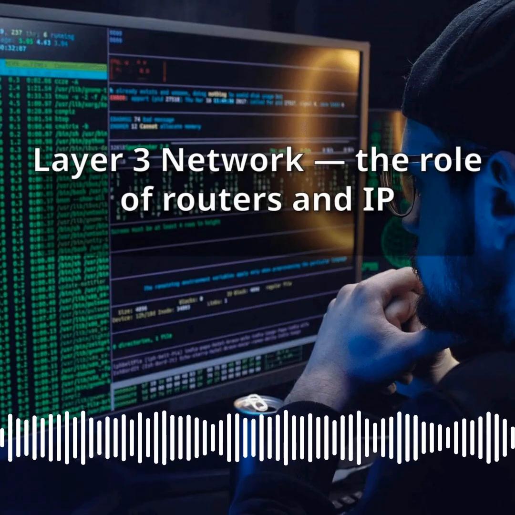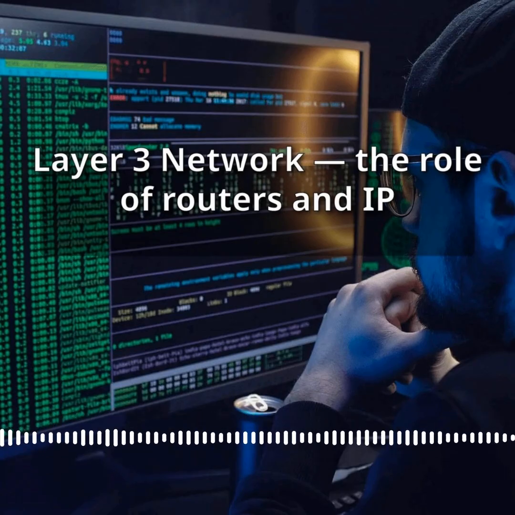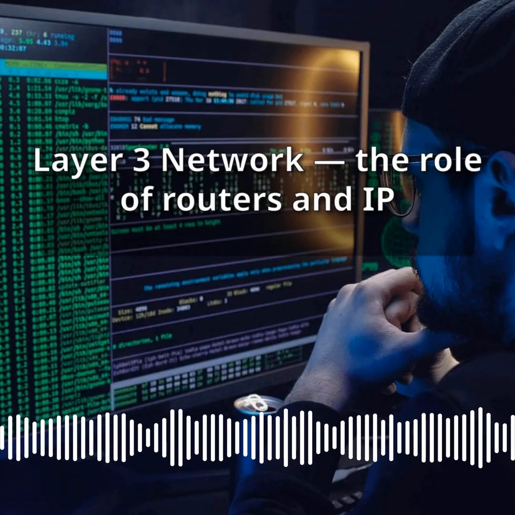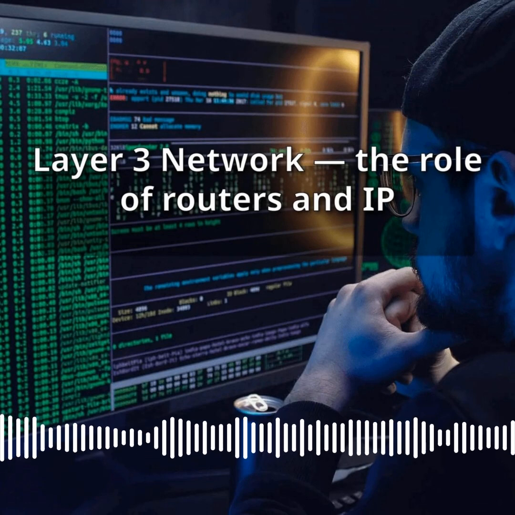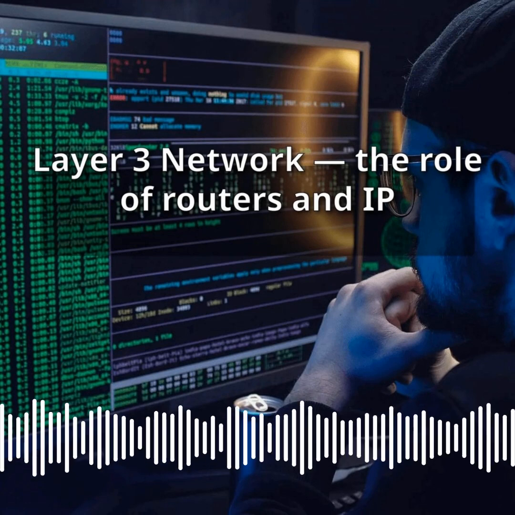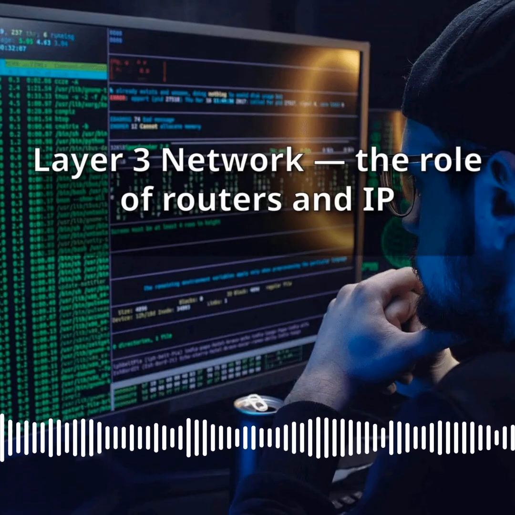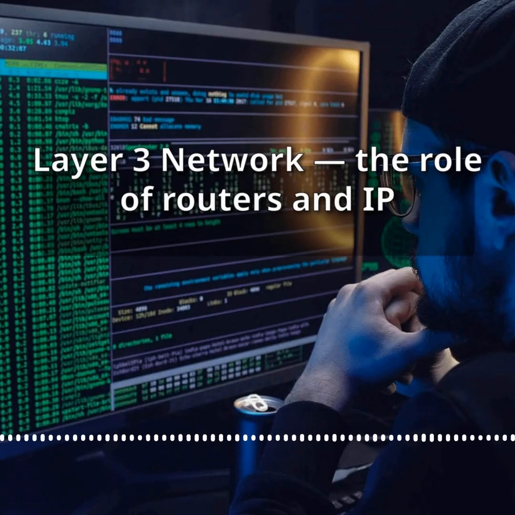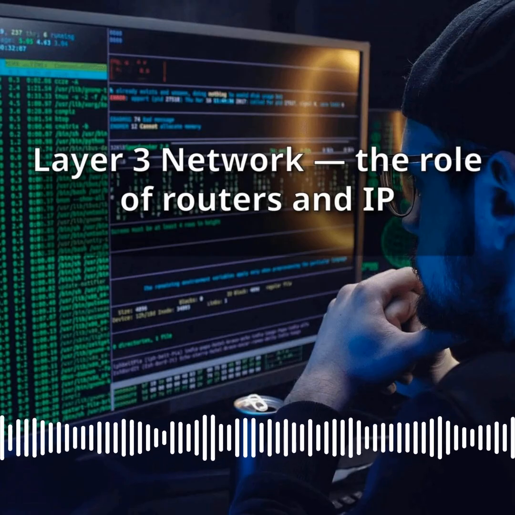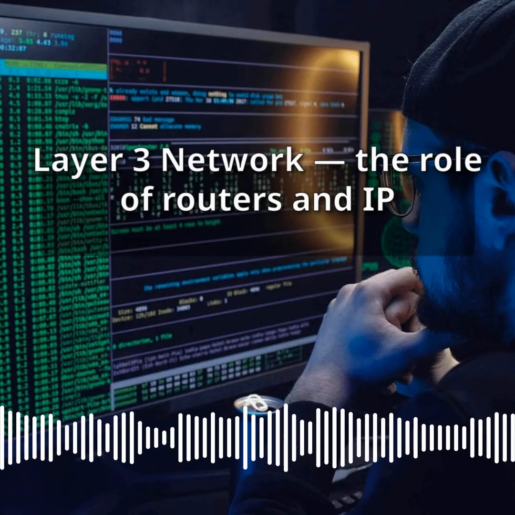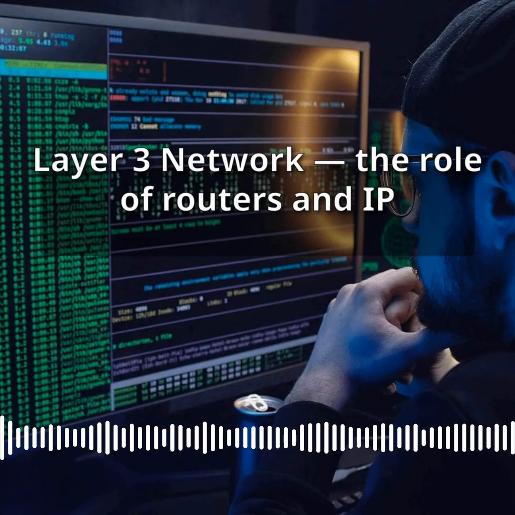Practical cybersecurity implications. Understanding Layer 3 is not just theoretical, it has direct and immediate applications in cybersecurity. IP spoofing. Attackers can forge the source IP address in a packet header to impersonate another host or to hide their identity. This is used in distributed denial of service, DDoS, amplification attacks, where the attacker sends requests with the victim's IP as the source address, causing massive responses to be directed at the victim.